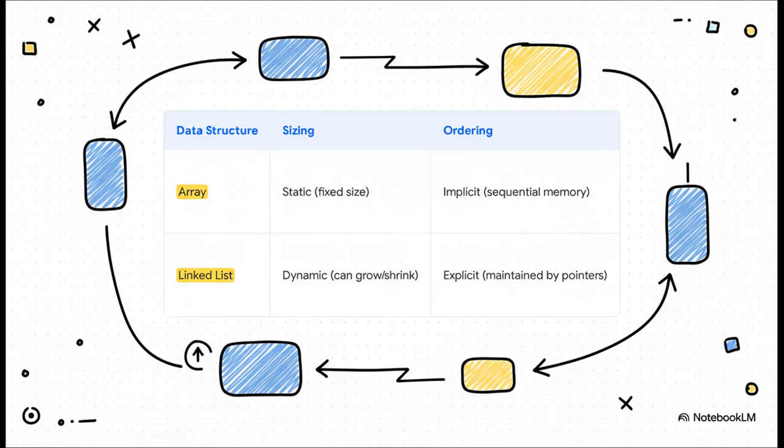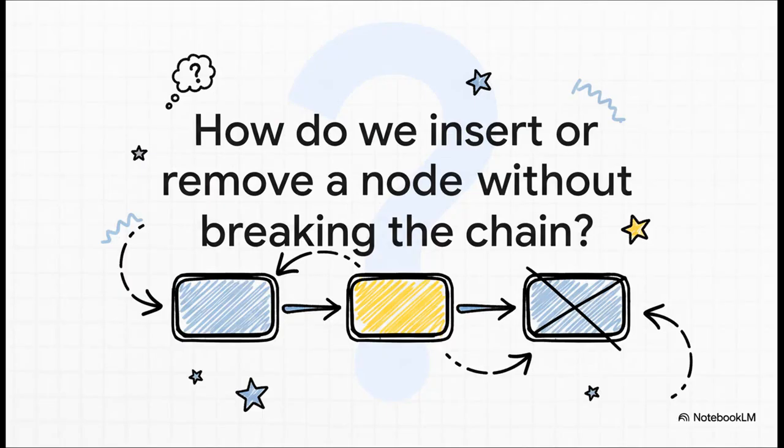So why go through all this trouble? Let's bring it all home. An array is static. You set its size and it's fixed. Its order comes from being laid out in memory one after the other. But a linked list, it's dynamic. It's alive. Because the order is maintained by pointers, we can add and remove nodes whenever we want, and the structure can grow or shrink to fit our needs. That's its superpower.